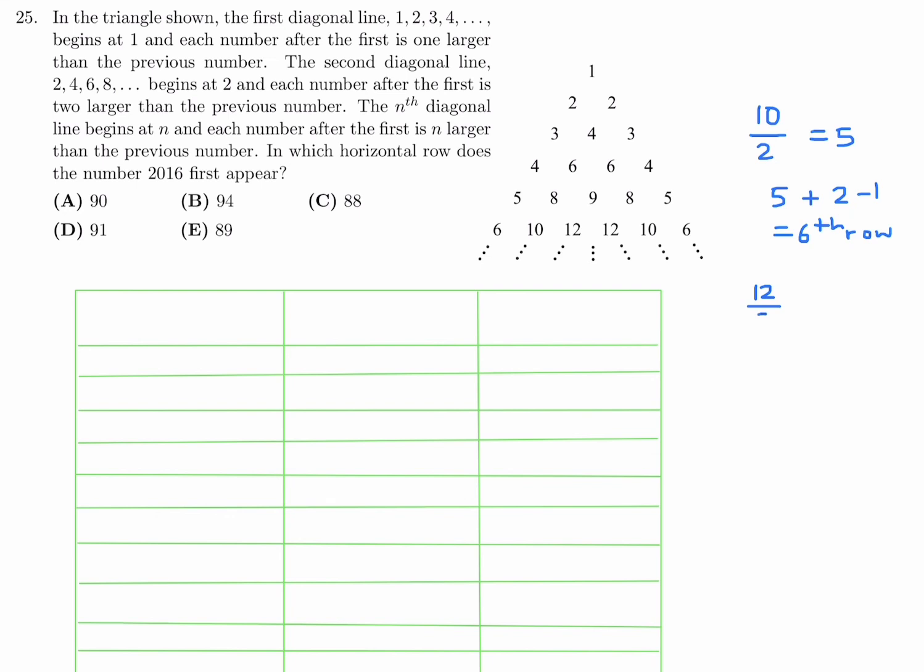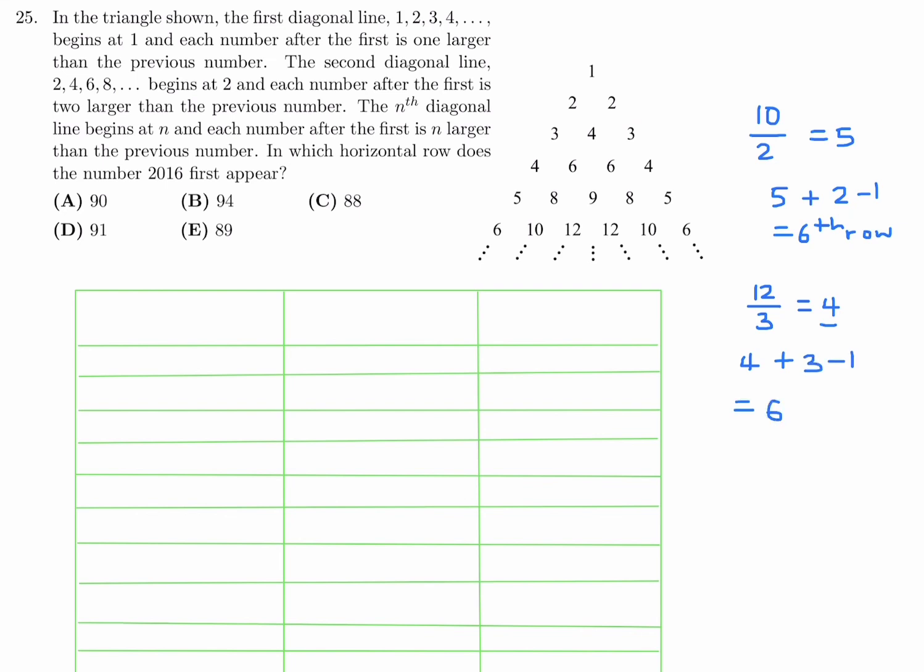So you take the number 12, divide by 3, and that's the 4th entry in that row. But it's not the 4th row. It's actually in the 6th row. How do you get the 6th row? Well, you take this 4 and add to it 3 minus 1. And that would give you 6.